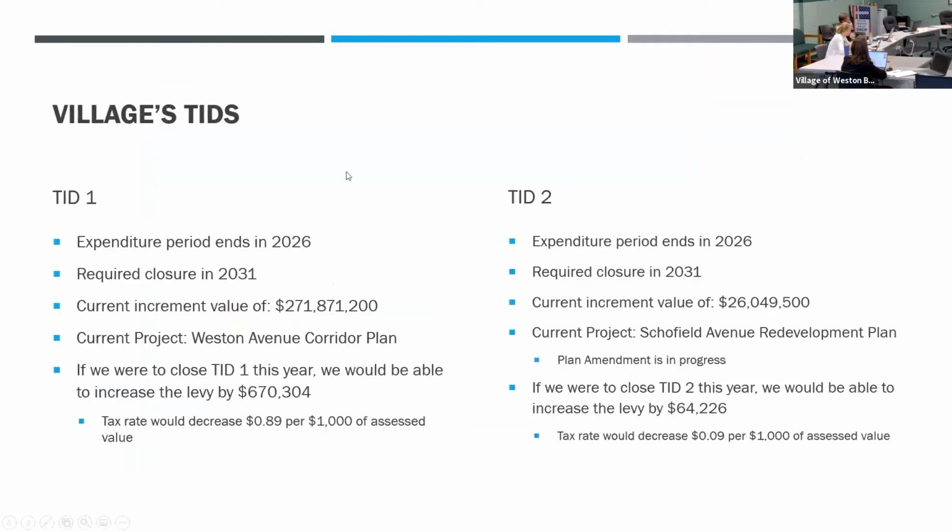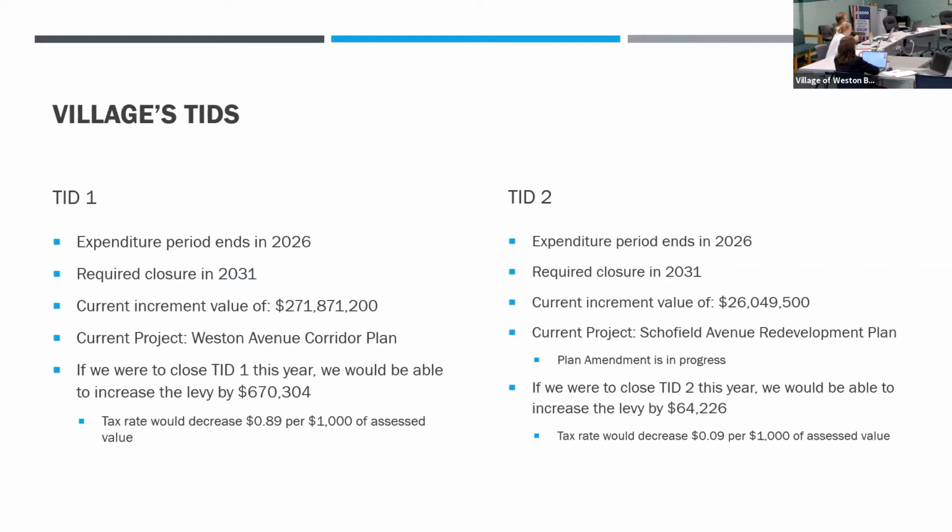This is just a summary. The expenditure period and closure period are the same for TID 1 and 2. They both end in 2026 for the expenditure period, and then we're required to close them in 2031. TID 1 is the bigger one. The current increment value is 271 million. It's currently working on the Weston Avenue corridor plan.